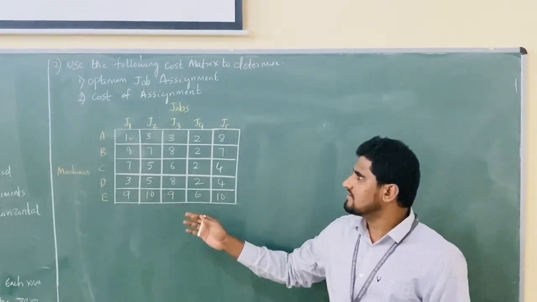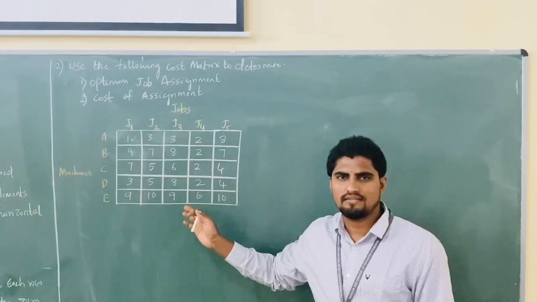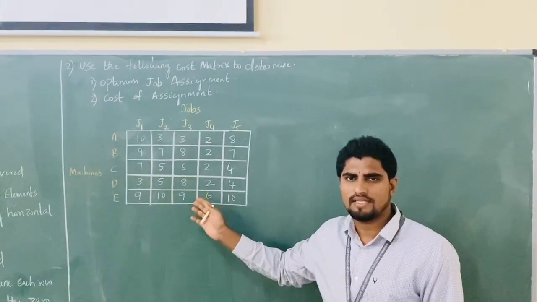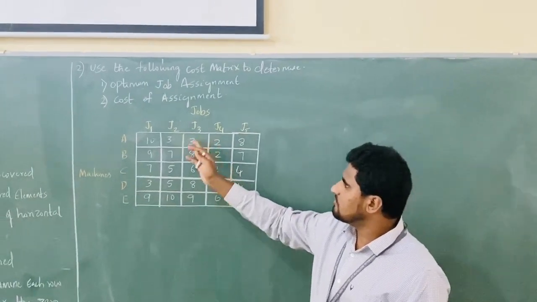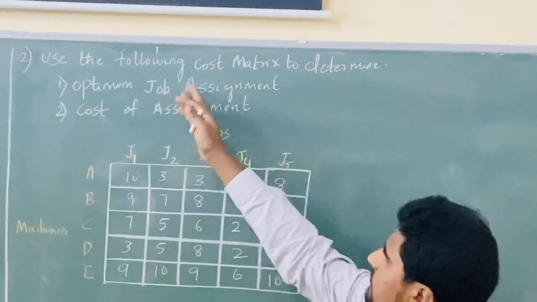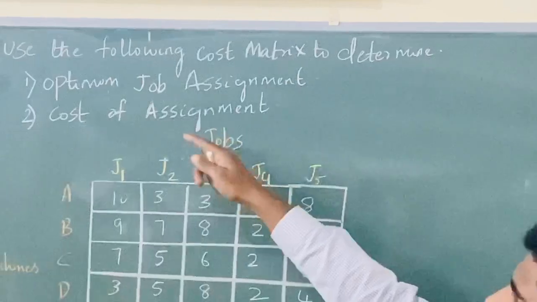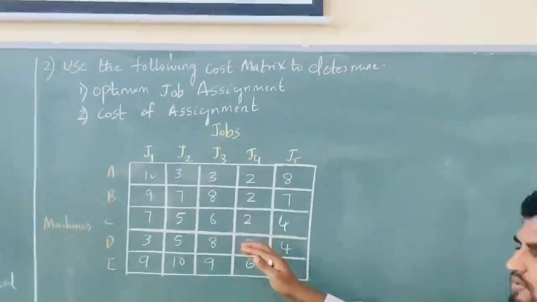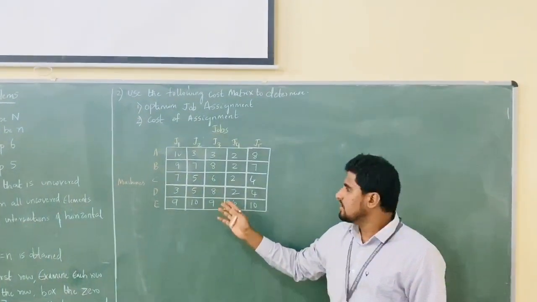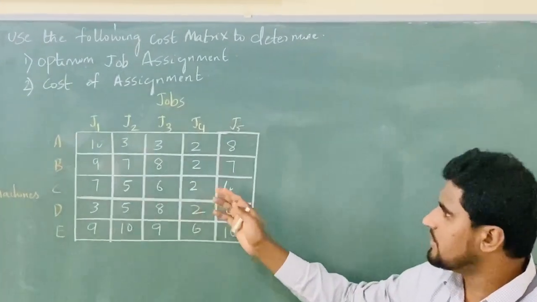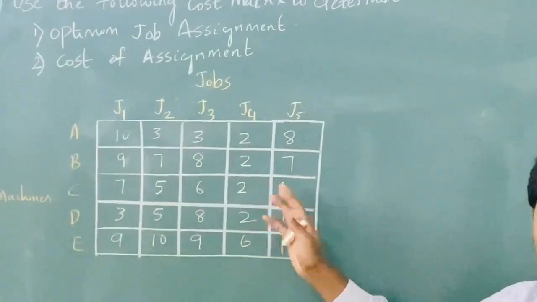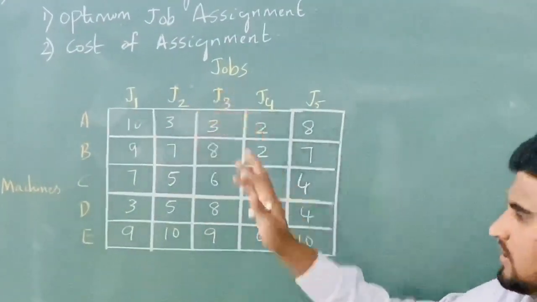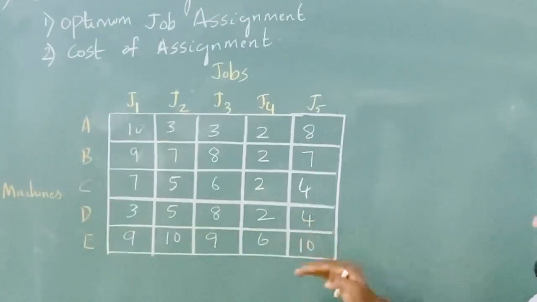Yes, we shall start with the second problem, the assignment. Previously we have done one problem on assignment. This second problem is: use the following cost matrix to determine the optimum job assignment and the cost of assignment. We know all the different steps in assignment, so we shall relate those steps in this particular problem. Here they have given 5 machines and 5 jobs. We shall solve it step by step.